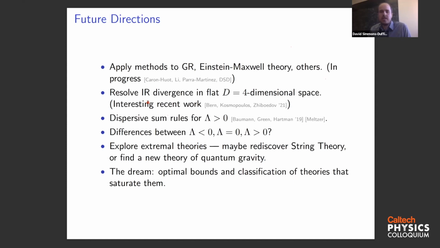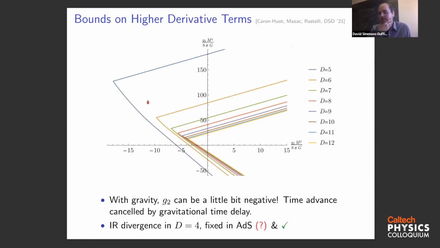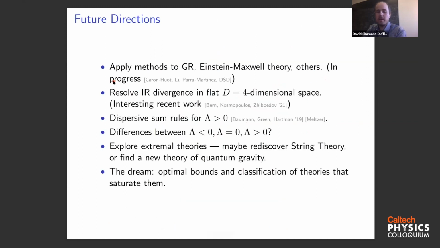Another interesting question is to explore the theories that saturate the bounds. I didn't get to talk about this, but in the conformal bootstrap, there's a plot of bounds on scaling dimensions, and the 3D Ising model lives at a sort of corner of this plot. And so you could stare at this plot here of bounds on gravitational effective field theories and ask, well, what lives there? I don't know. It's interesting to ask whether there's a theory that lives there. Generally in the bootstrap, by exploring the corners of these bounds, you can sometimes find theories. So there's a question of whether we could maybe rediscover string theory, which is an example of theories of quantum gravity that obey these bounds, or maybe find a new kind of theory of quantum gravity. And the dream for this program would be a complete map of the swampland and the landscape, that is, optimal bounds and a classification of theories that saturate them.